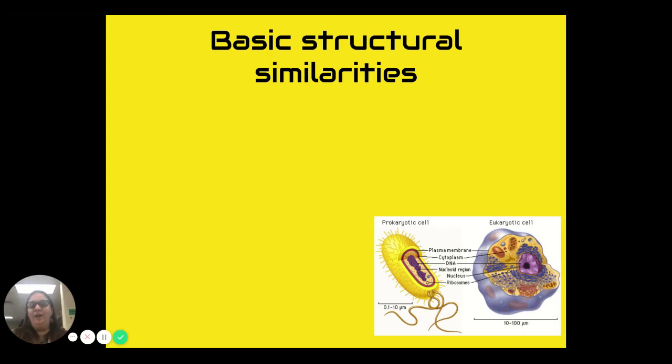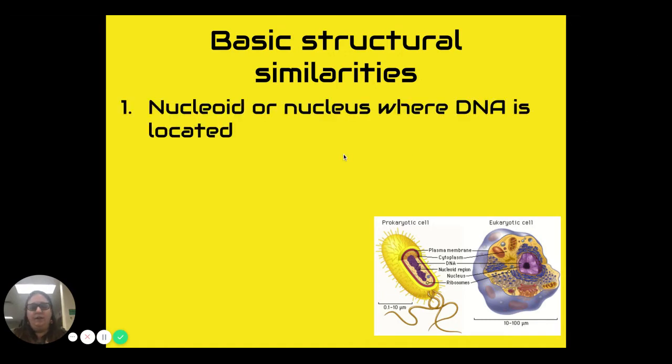Back again with our second part of our cell notes. So today we're going to talk about some basic structural similarities between cells and then some of the cell pieces, or organelles. Okay, so the basic structural similarities between all cells are that there is either a nucleus or a nucleoid region where the DNA is located.